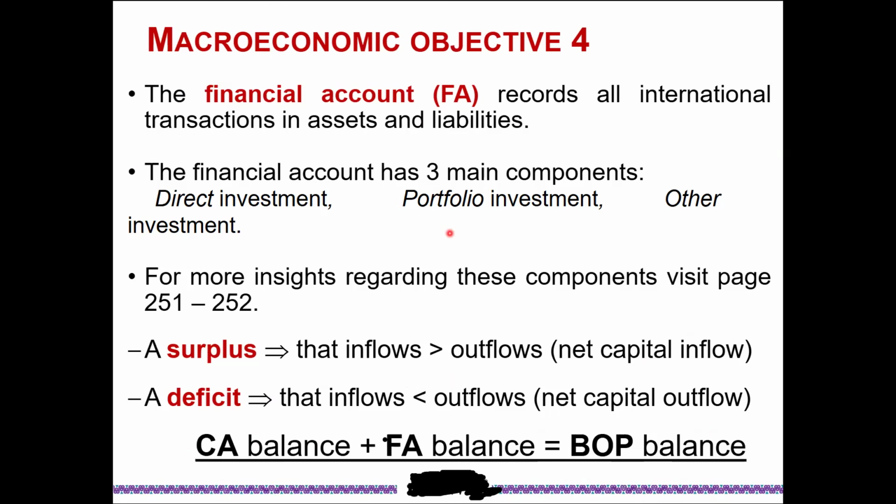So the financial account has three main components, which is direct investment. Direct investment is basically where a person from the US would come to South Africa and open a business, that is direct investment, or they can invest in monetary terms, right? That is direct investment. And then portfolio investment is basically where a person from South Africa will invest in the US through bonds and shares, right?